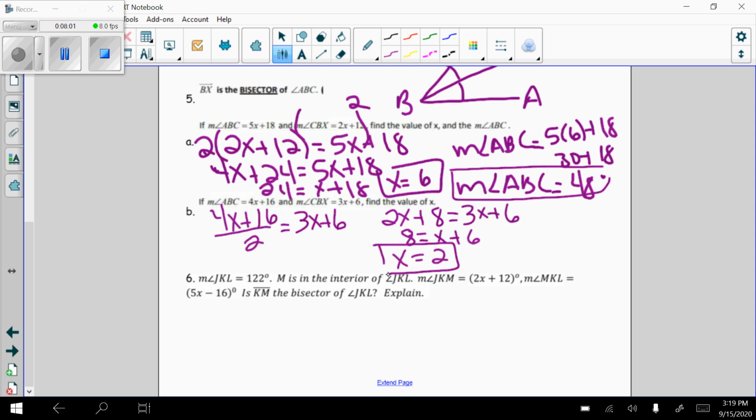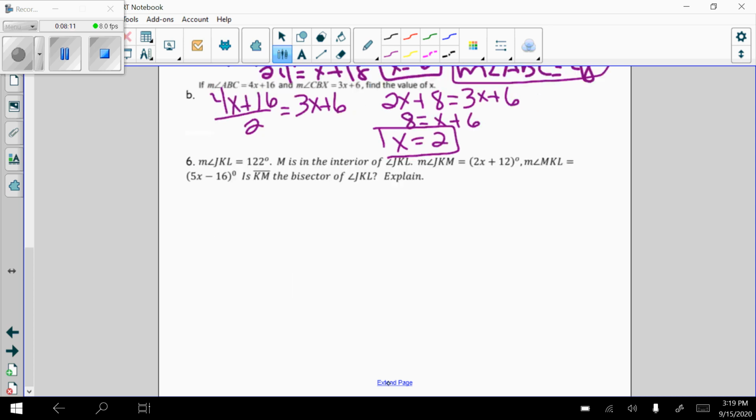That one they just asked me to find the value of x. So you can work those problems either way. You can multiply the one angle by 2 to equal the big angle. You can take the big angle and cut it in half to equal the small angle. All right, the last problem.